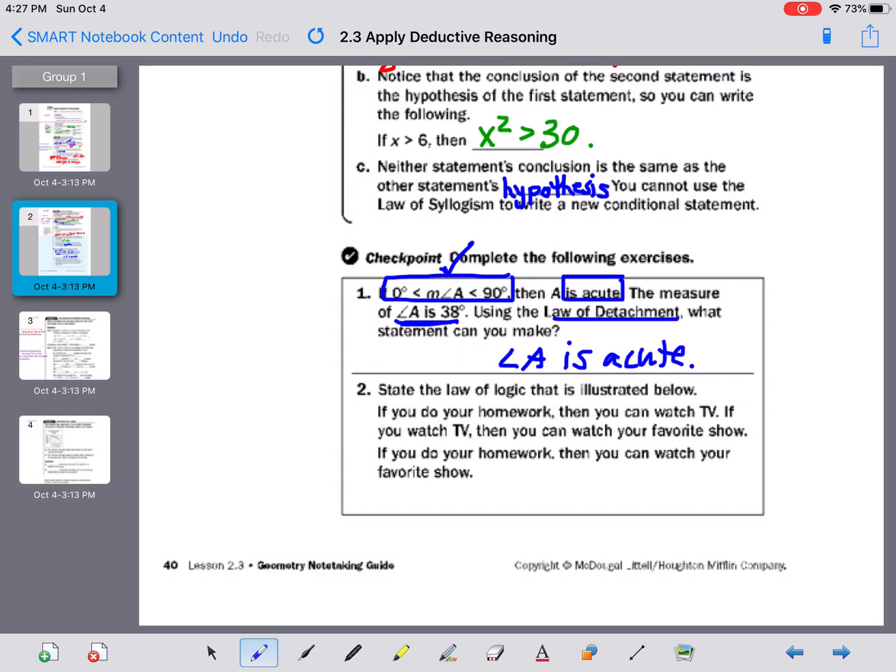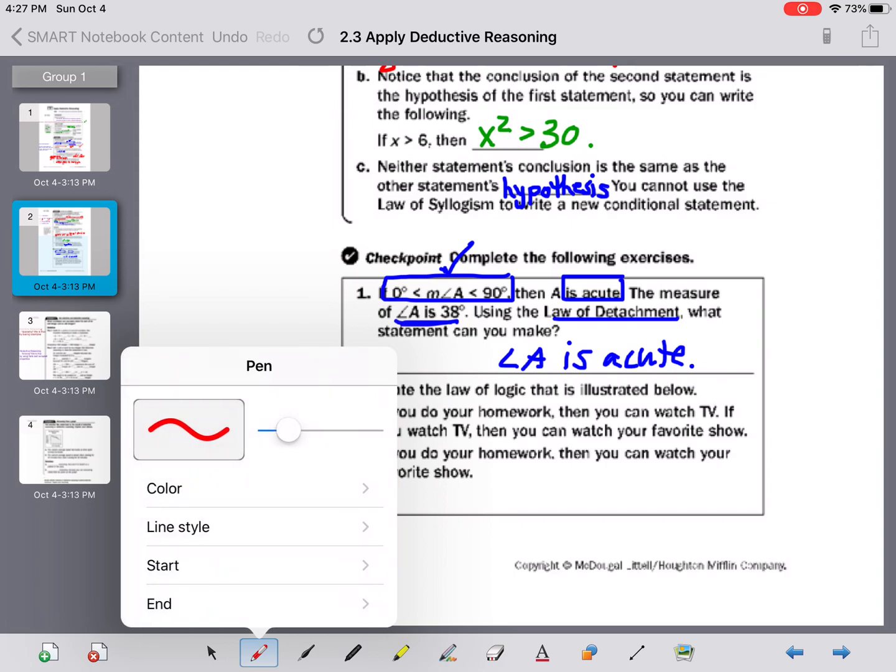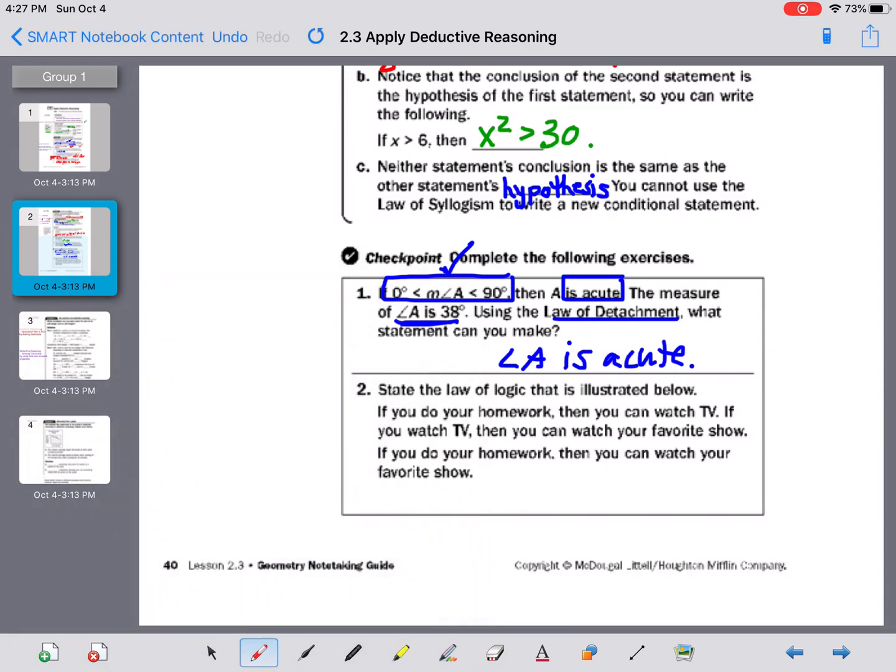All right, second one here, it says state the law of logic that is illustrated below. If you do your homework, then you can watch TV. If you watch TV, then you can watch your favorite show. If you do your homework, then you can watch your favorite show.